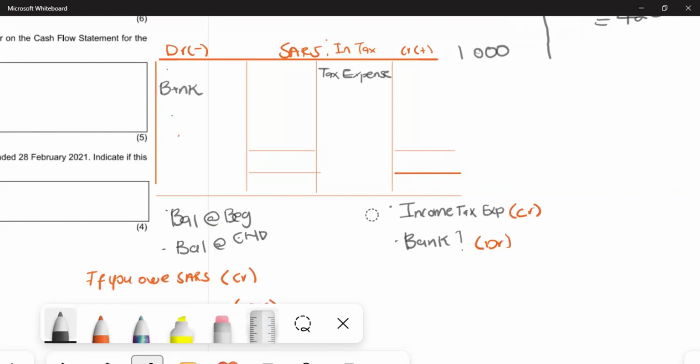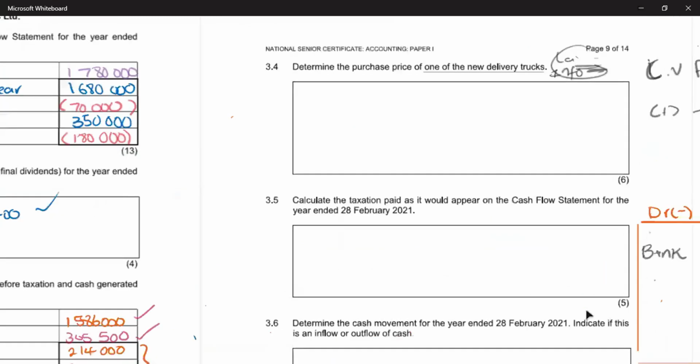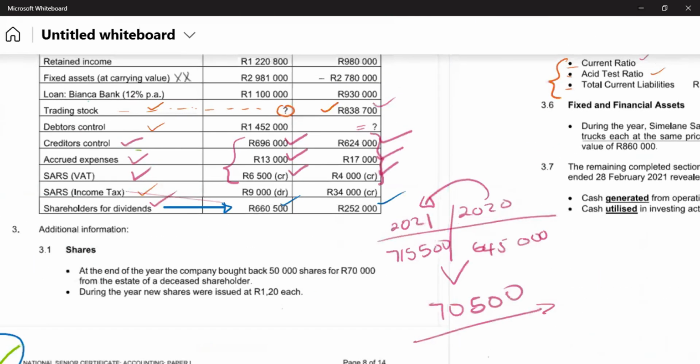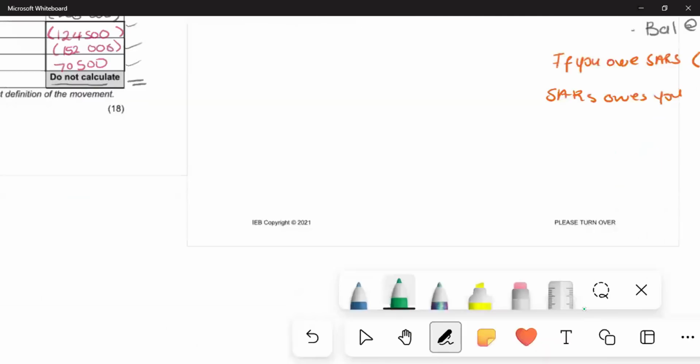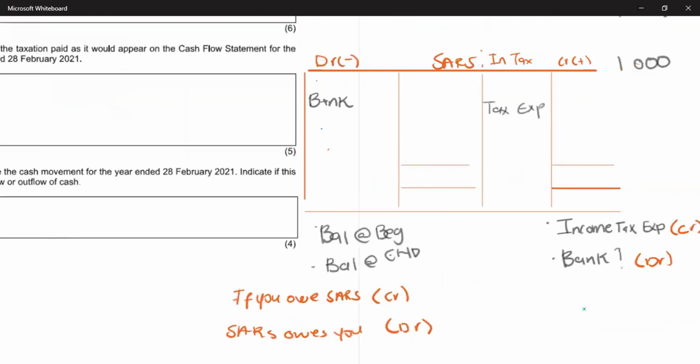Let me put this a little bit down. Now, let me start with my 2 balances for income tax. This is what I'm interested in, SARS income tax. My balance at the beginning of the year is 34,000, which is a credit balance, meaning that at the beginning of the year, I was owing SARS money. So I'm going to say, okay, this is my balance brought down at the beginning, which is 34,000.